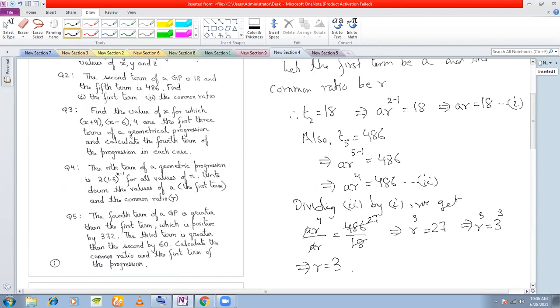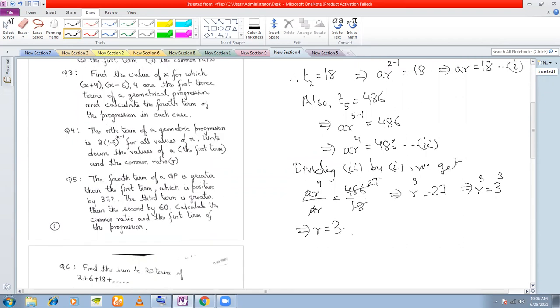You needed to find out the first term and the common ratio. So we have got the common ratio, and if we want to find out the first term, we use equation number 1. AR is equal to 18. Put the value of R here. 3A is equal to 18. That means A must be equal to 6. So first term is 6, common ratio is 3. That's it. Next sum.